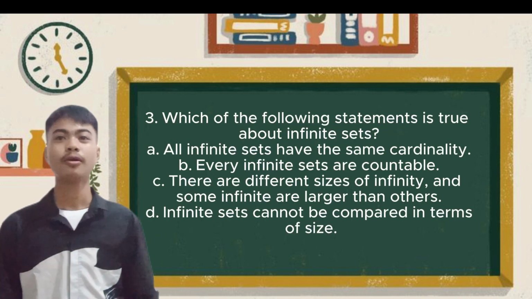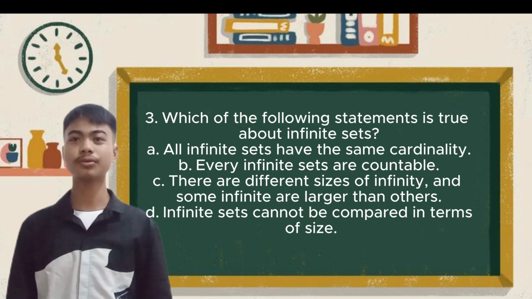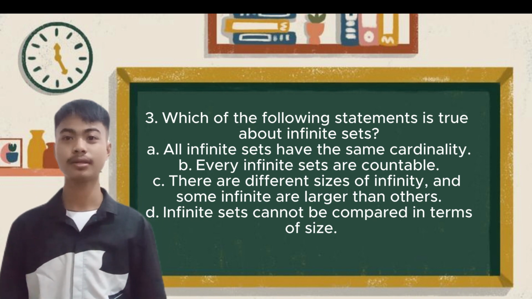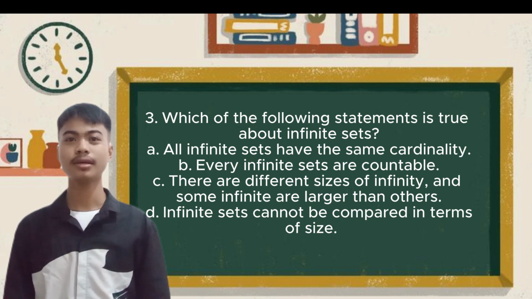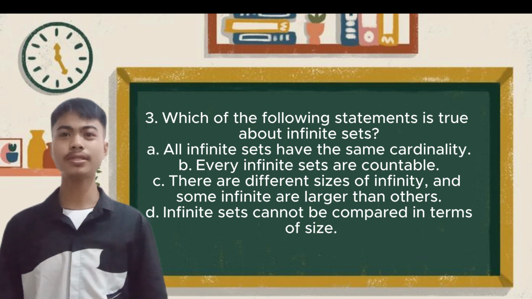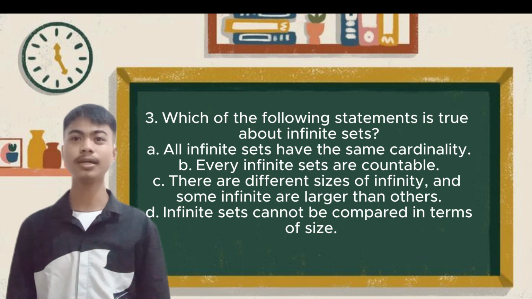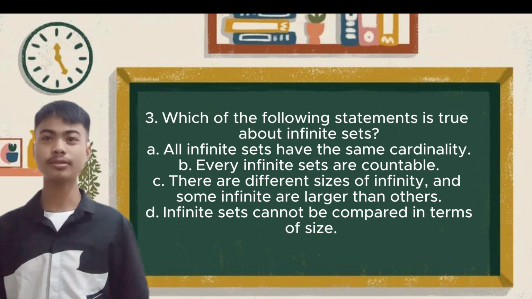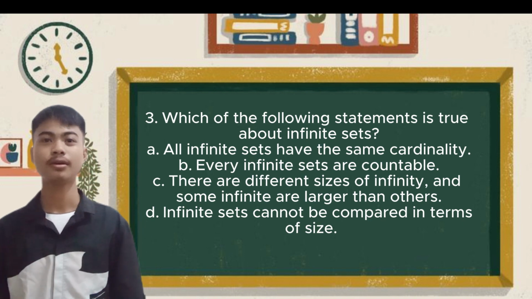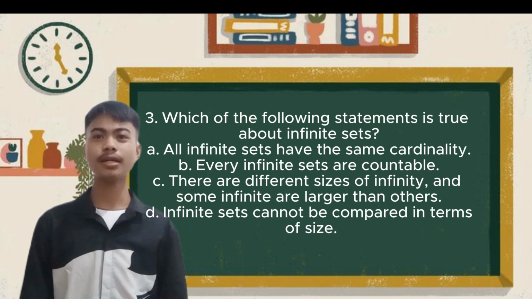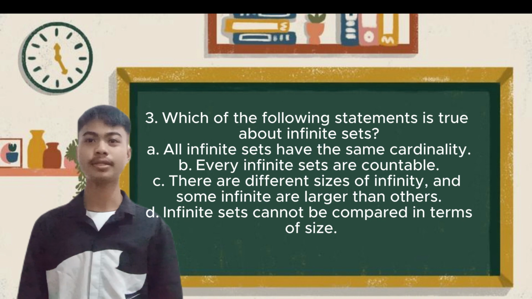Number 3. Which of the following statements is true about infinite sets? A. All infinite sets have the same cardinality. B. Every infinite set is countable. C. There are different sizes of infinity, and some infinities are larger than others. Or letter D, infinite sets cannot be compared in terms of size.